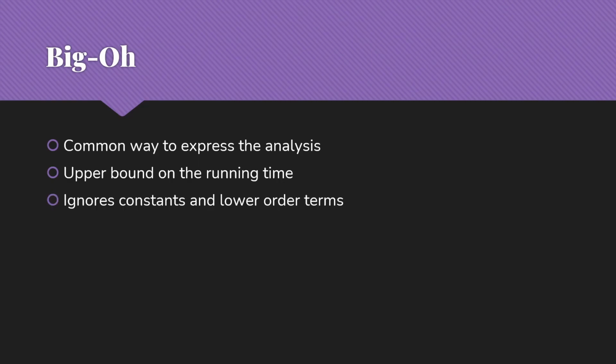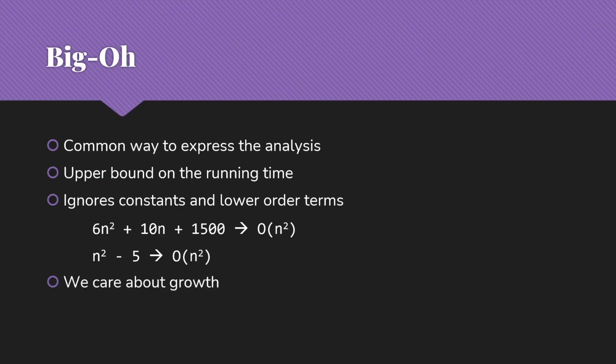Notice that it does ignore constants and lower order terms. So we don't have big O of 2n, we have big O of n. If it takes twice n to run, that's fine. 6n squared plus 10n plus 1500 is just big O of n squared. n squared minus 5 is also n squared. What we care about here when we're expressing things in this way is growth.